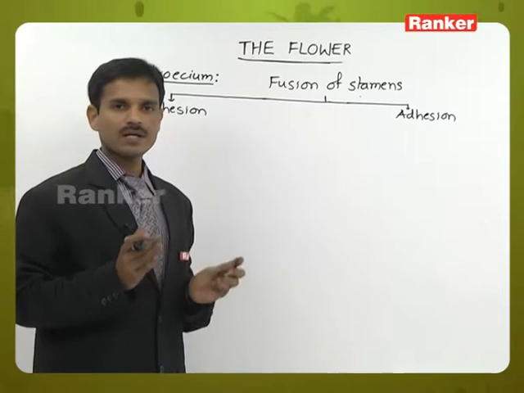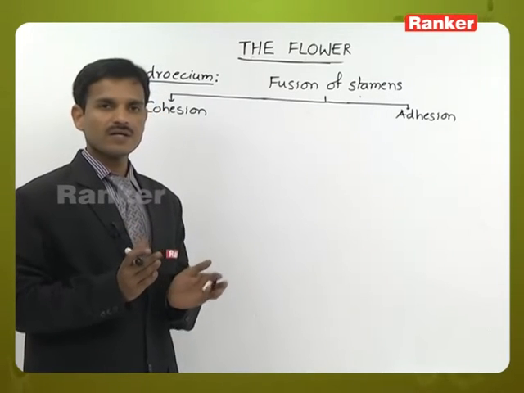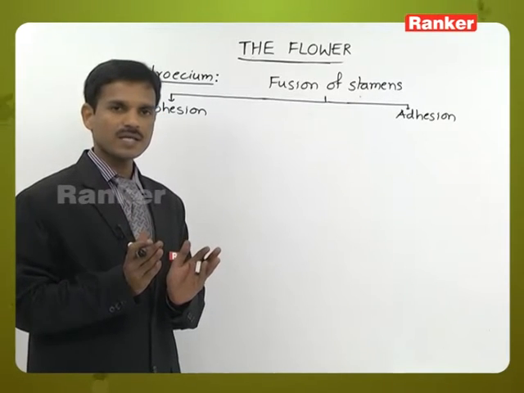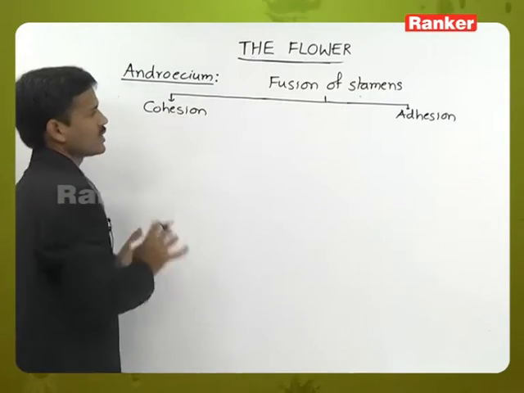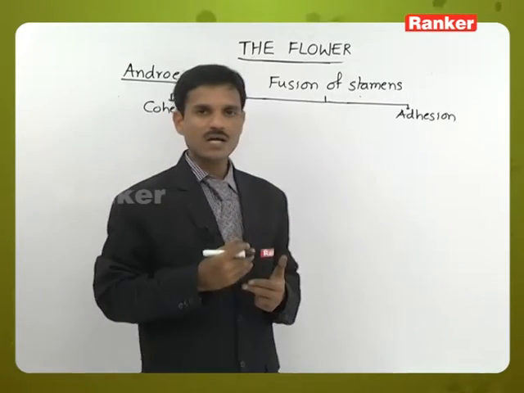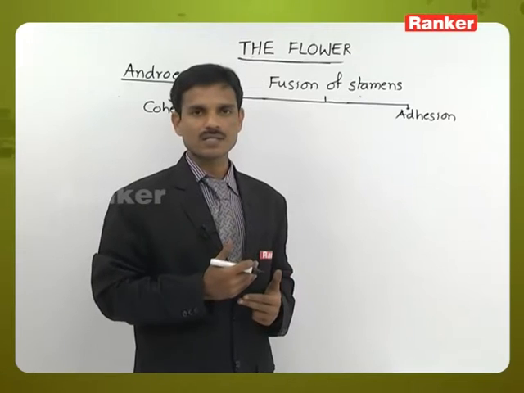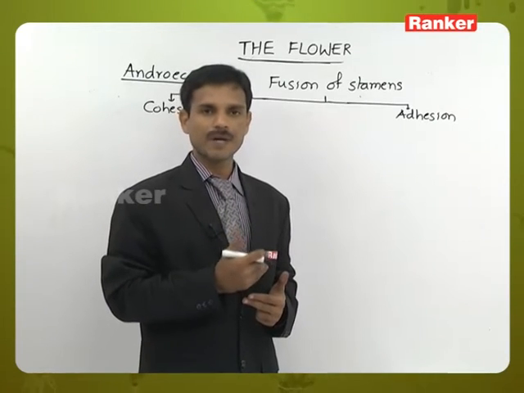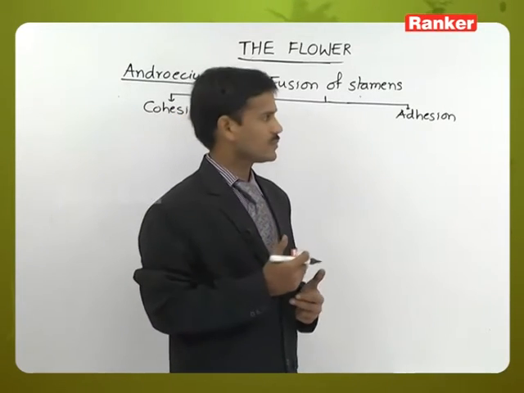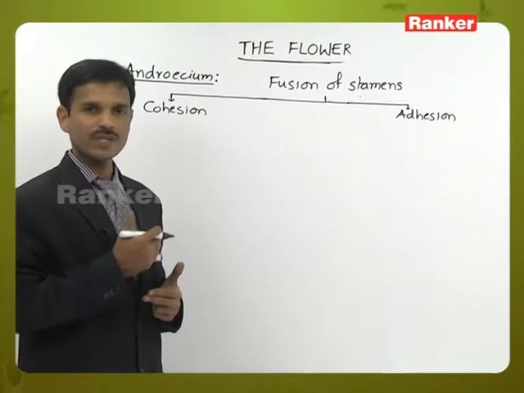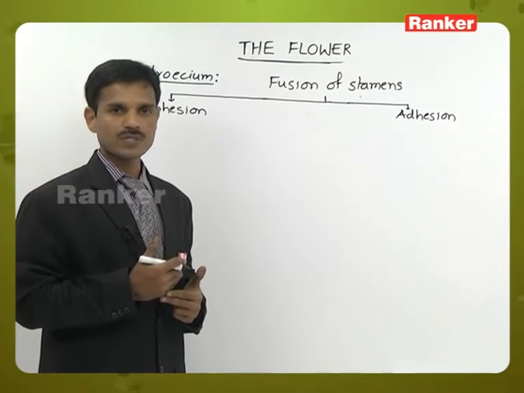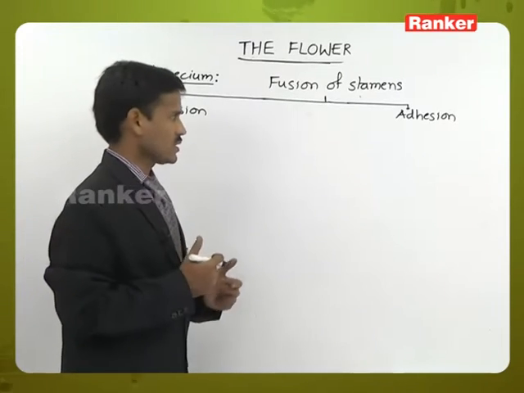Cohesion means the fusion is taking place among the stamens within the flower. Adhesion means the stamens are fused with other floral parts like sepals, petals or gynoecium. Sometimes the stamens are also fused with the perianth lobes or tepals.